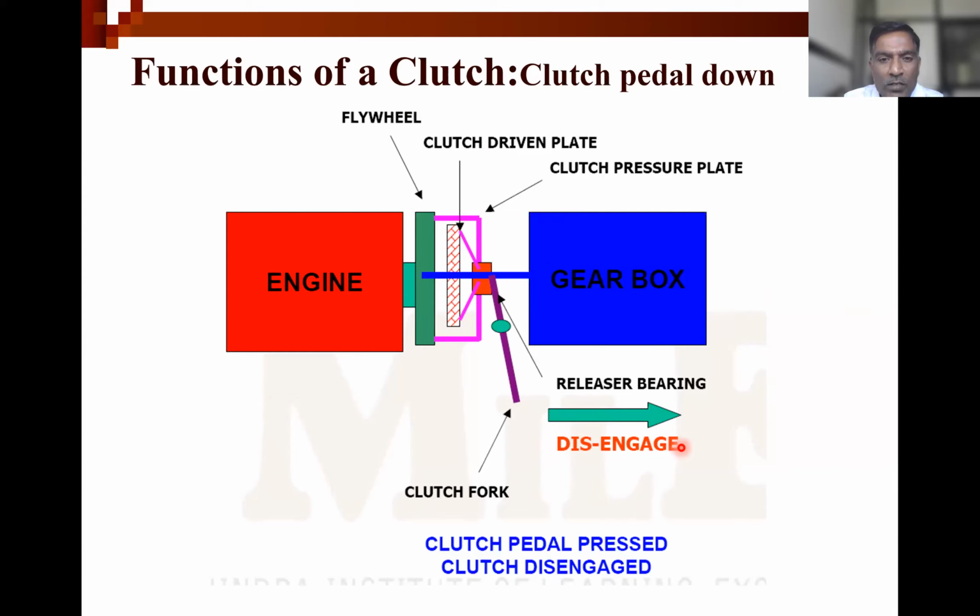So disengage position. What does it indicate? The first function is to disconnect the power flow from the engine to the transmission system. We have already seen this figure on the previous slide as well. So when the clutch pedal is pressed, this will disengage the clutch.